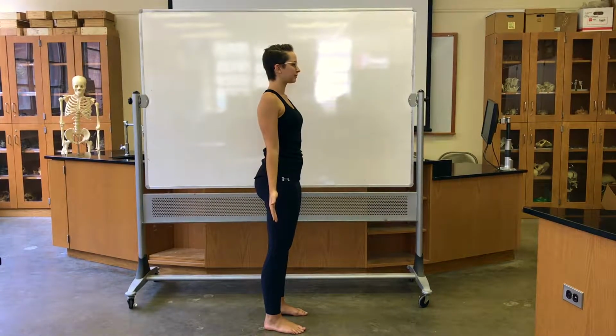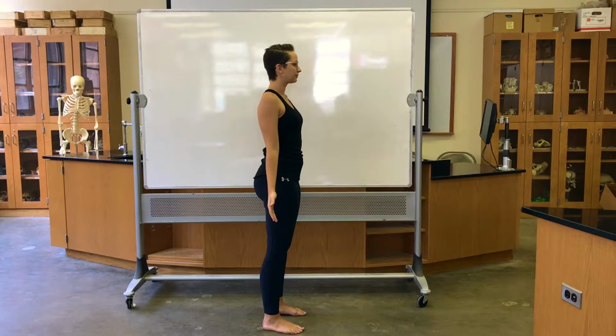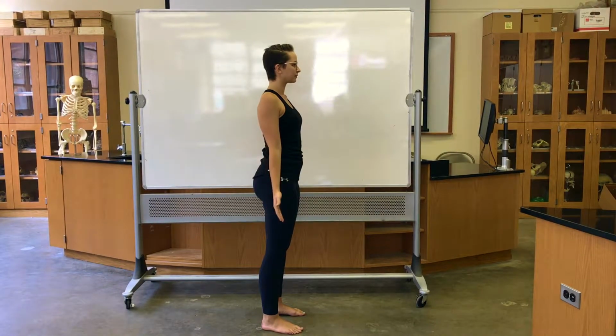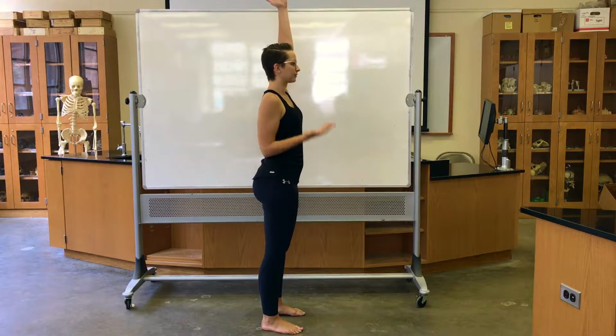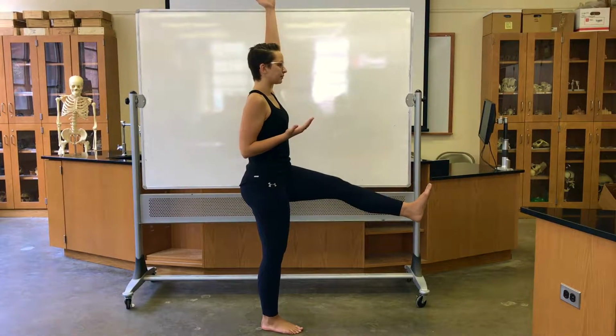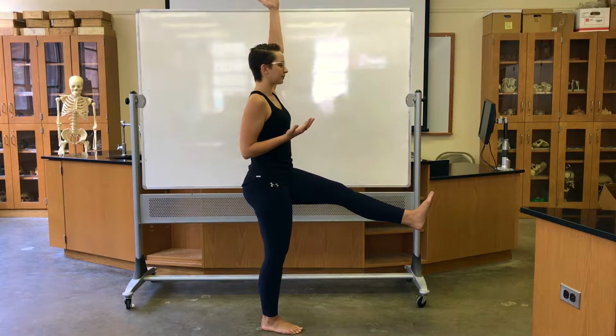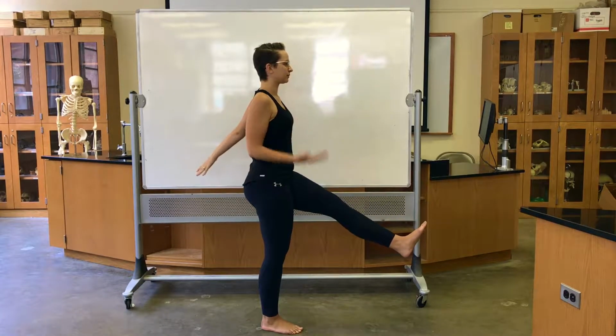Here, Ashley will demonstrate how flexion will decrease the angle of the elbow joint from 180 degrees to 90 degrees to 0 degrees. Let's look at flexion of the shoulder joint, the elbow joint, and the hip joint. Extension of these joints are demonstrated at the shoulder, at the elbow, and at the hip.